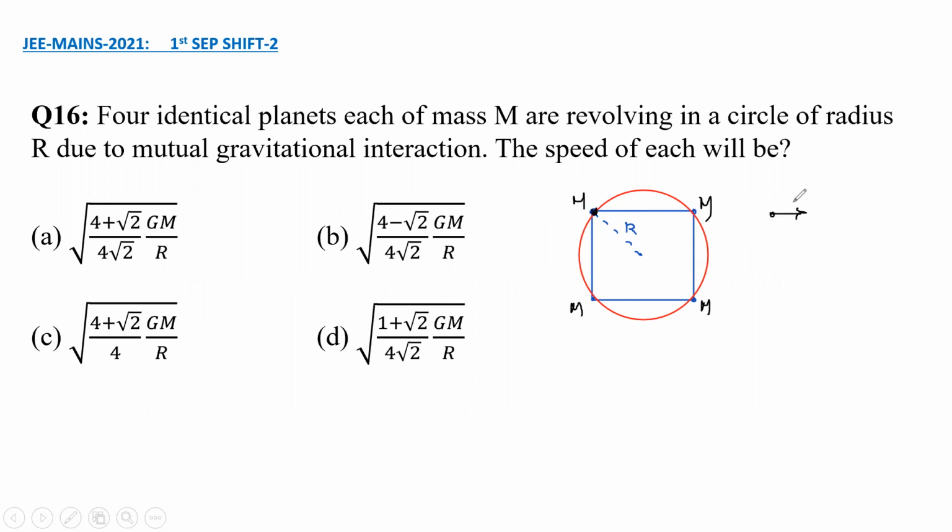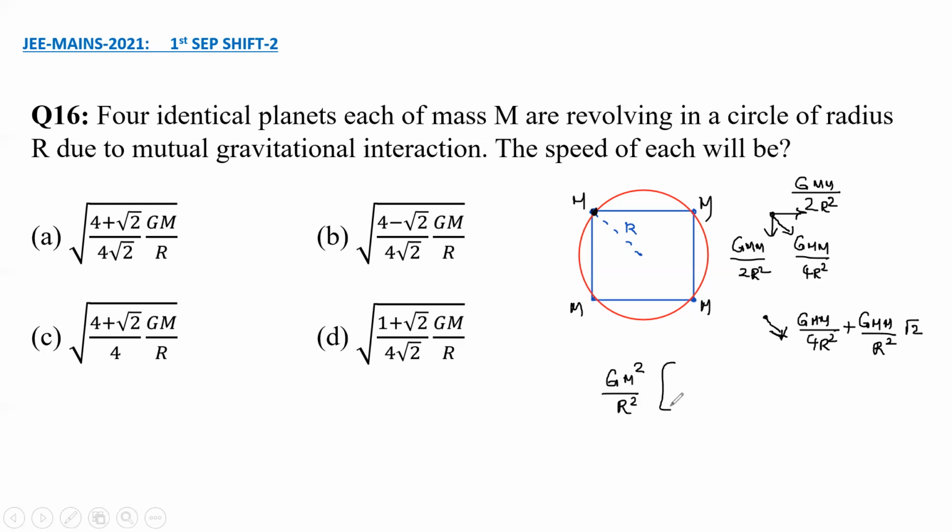On that we have GMM divided by the distance, which is root 2r, so its square will be 2r square. The other one also will exert GMM divided by 2r square, and the other one will exert a force of GMM by 4r square. So upon resolution, we will realize that the net force towards center will be GMM by 4r square plus GMM by r square times root 2. So the net radial force is GM square by r square times 1 plus 4 root 2 divided by 4.